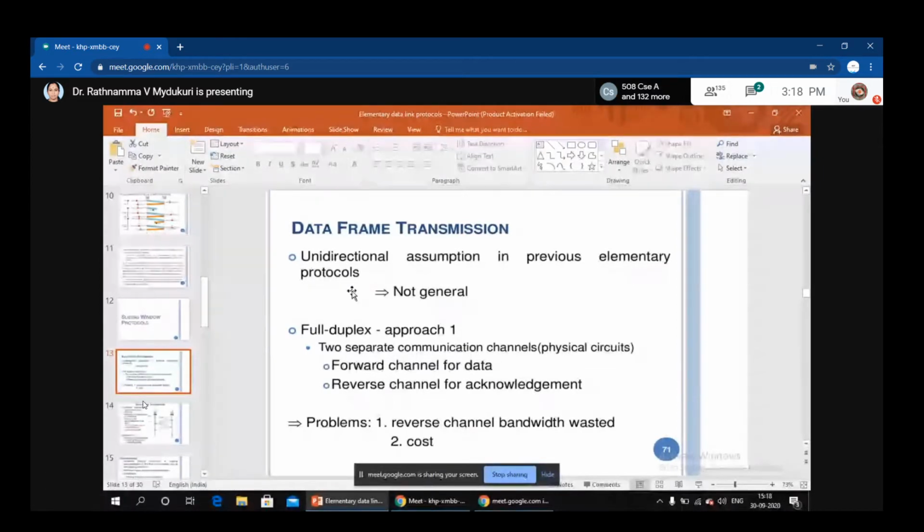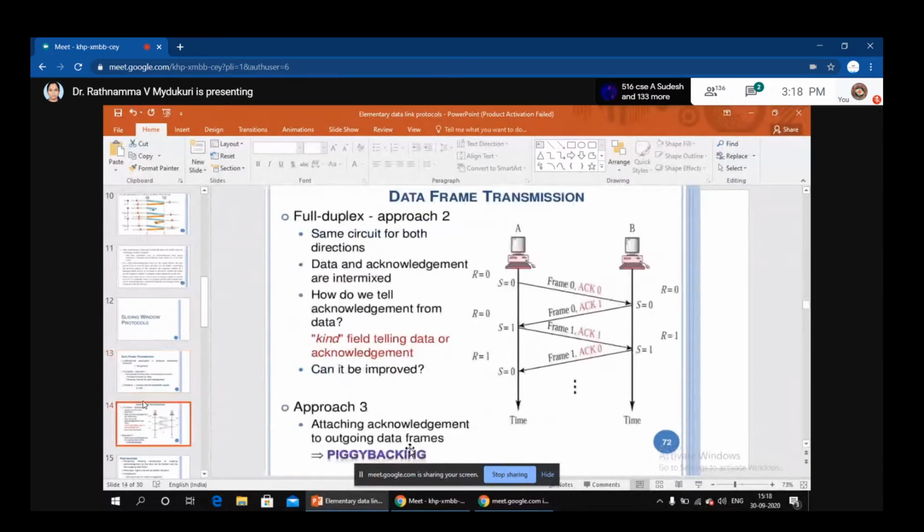And also we have discussed full duplex. That means in our stop and wait protocol, we turned simplex into full duplex. Why? Because you are sending your frame and you are expecting an acknowledgement back. That means you have two separate communication channels: one for sending data, the other for getting the acknowledgement. Because of this, there will be some wastage of bandwidth and the cost is also becoming more. That's why we are going to have these mechanisms in our present protocols.